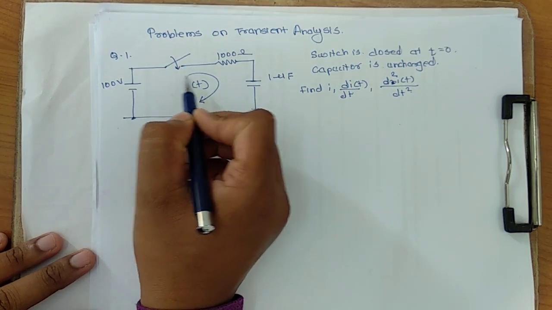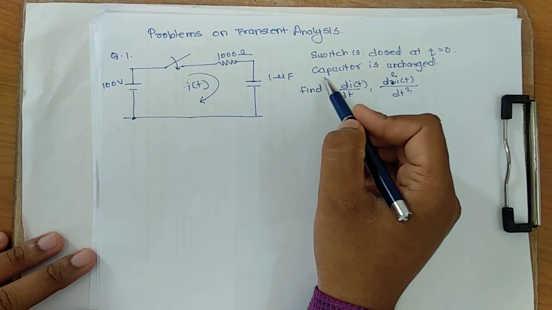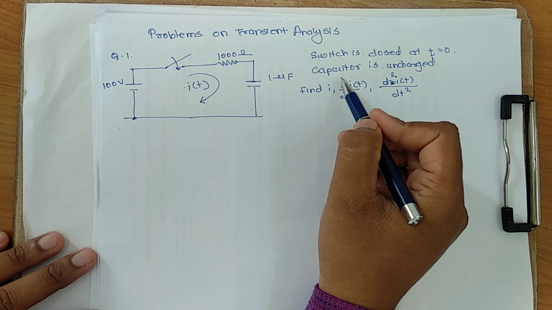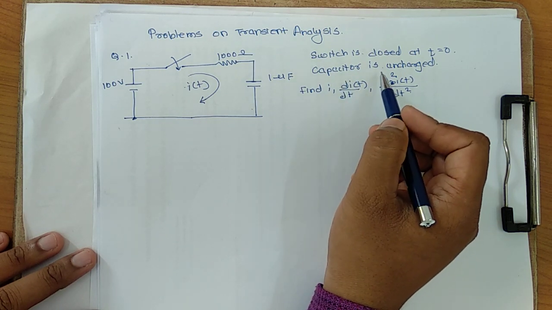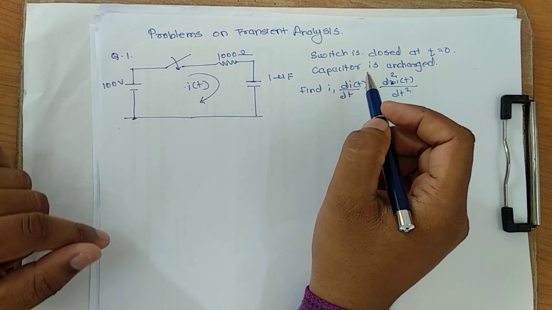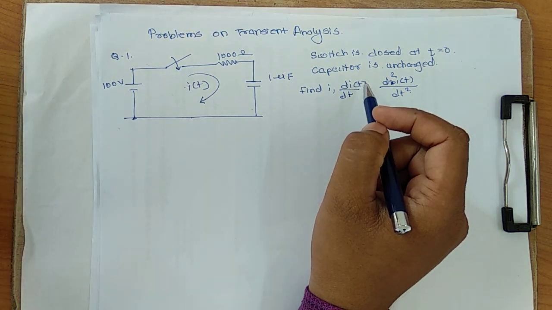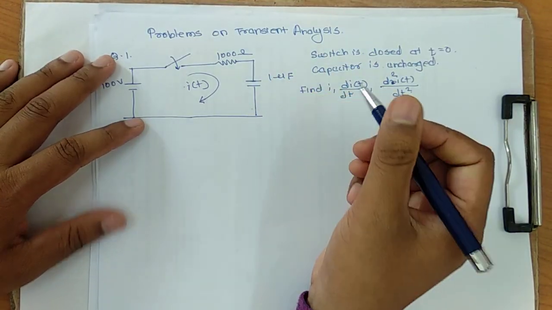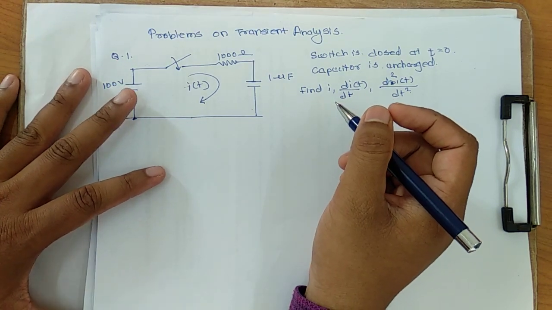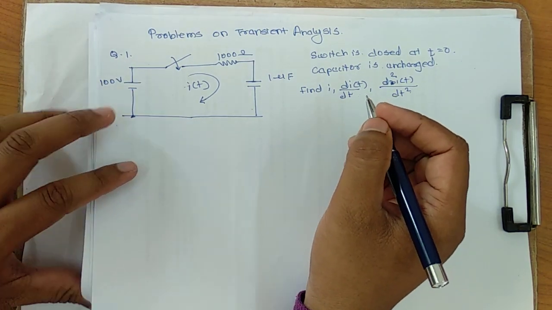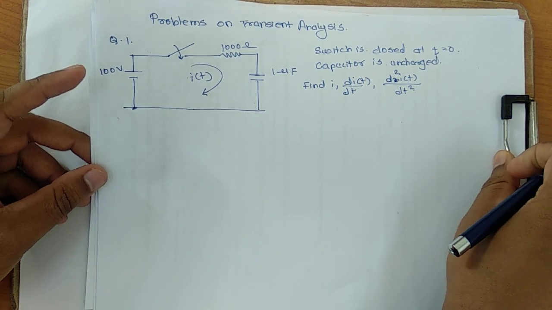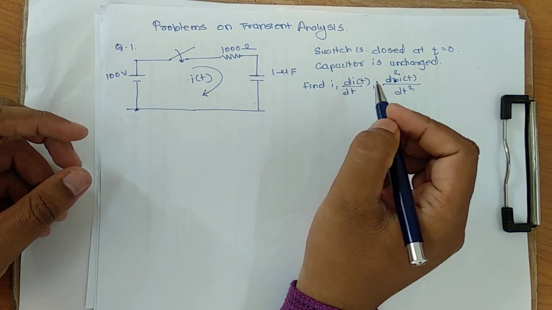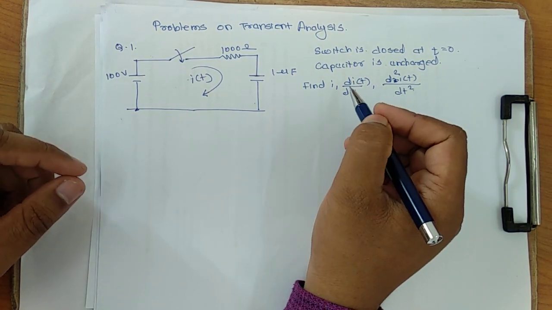means this switch is going to close at t equal to 0, and the capacitor is uncharged. Why have they given that the capacitor is uncharged? If the capacitor is uncharged, there is no previous voltage available in the circuit. So we have to first find out the conditions at t equal to 0 minus and t equal to 0 plus, so that we can find out the condition at t equal to infinity.